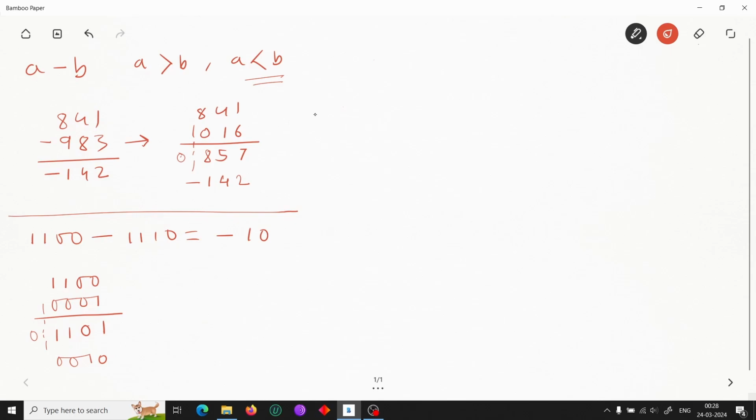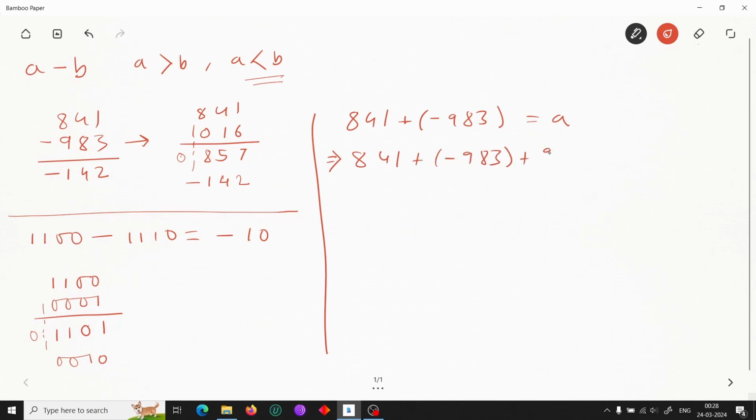So guys, let's get proving this again. Okay, and it is pretty much similar to the previous one. I mean, there is not much difference here. So 841 plus minus of 983, we assign it the value a, the equation, and then we add 999 to both sides, which is the same as the process of complementing, right? So 841 plus minus of 983 plus of 999, that gives me a plus 999.